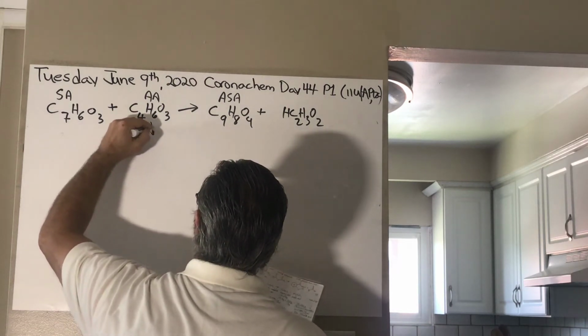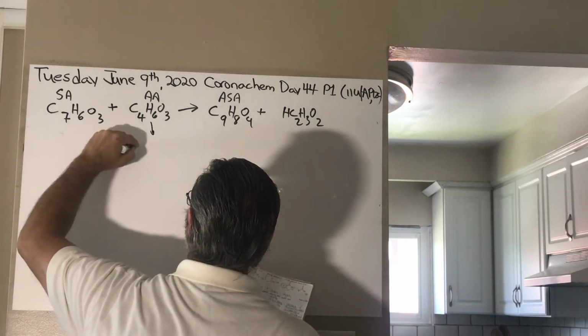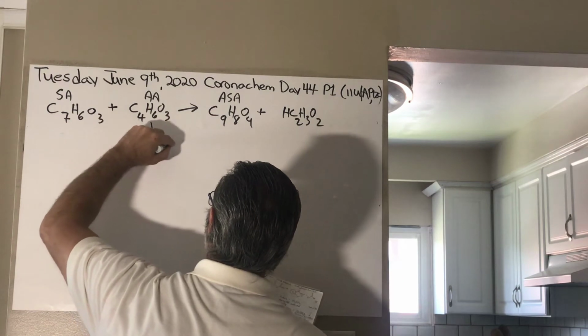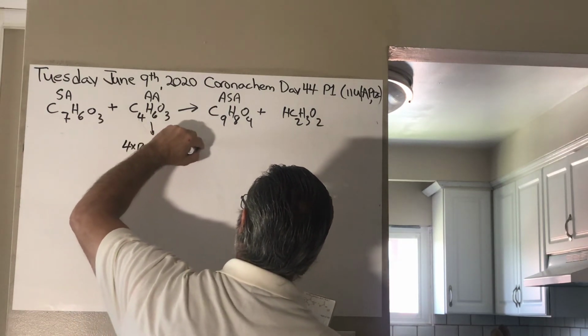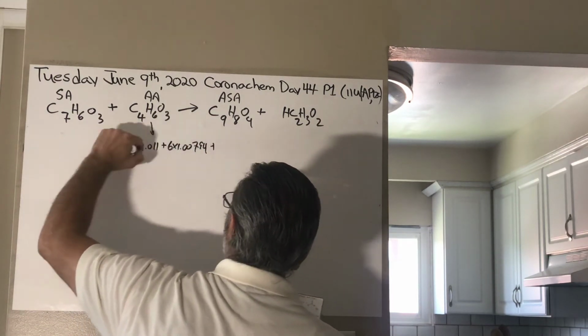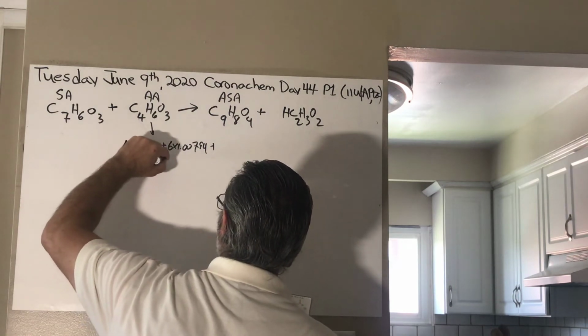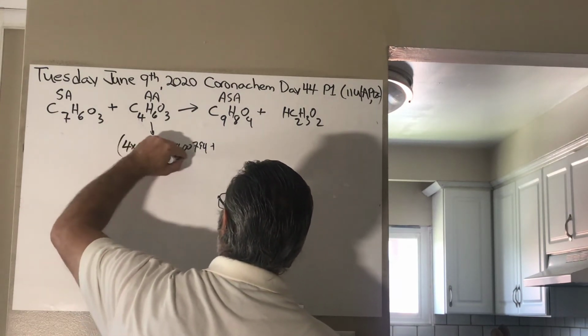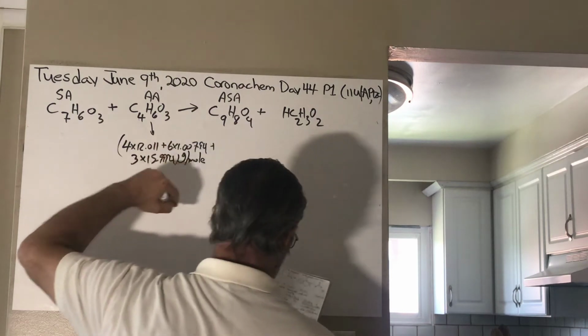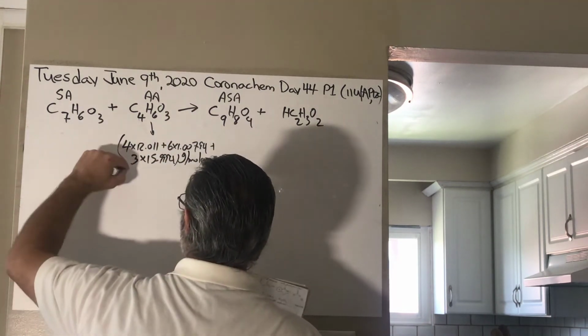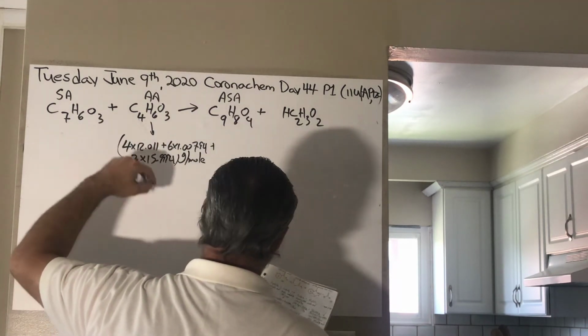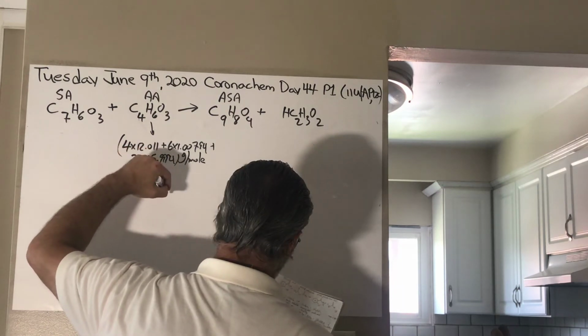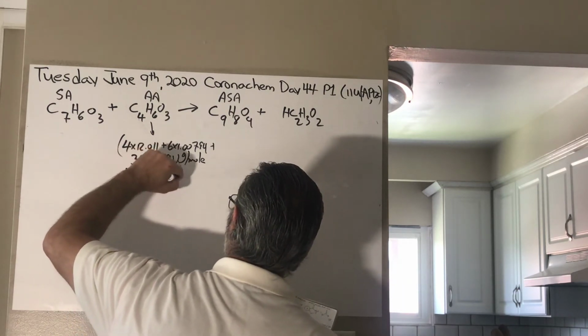The molar mass of this one is 4 times 12.011 plus 6 times 1.00794 plus 3 times 15.394, and it's going to be in units of grams per mole, obviously, and what you're going to get is 102.08984 grams per mole.